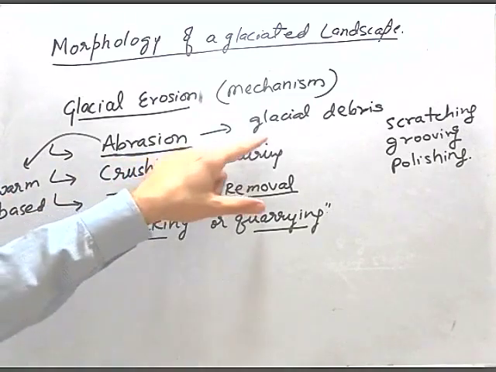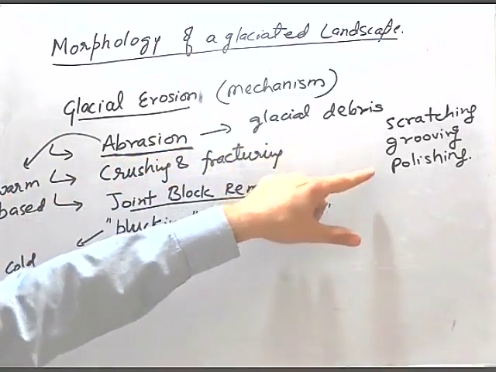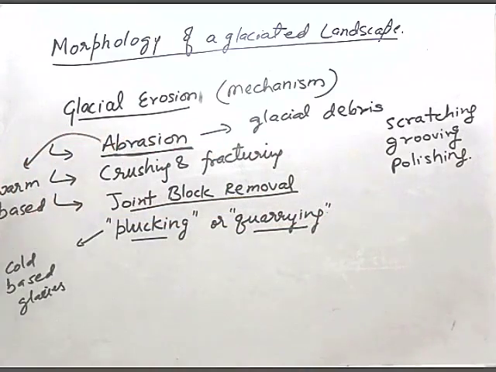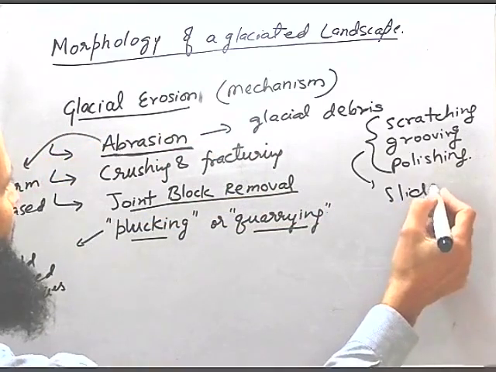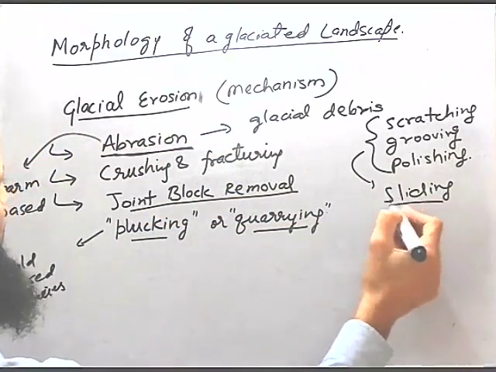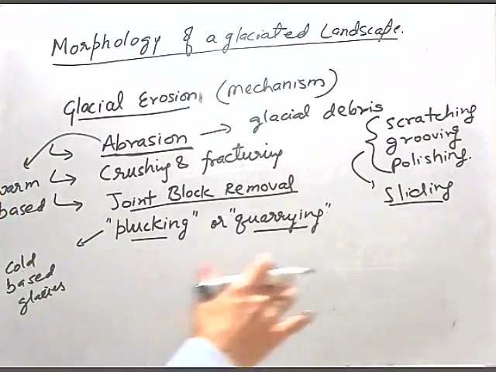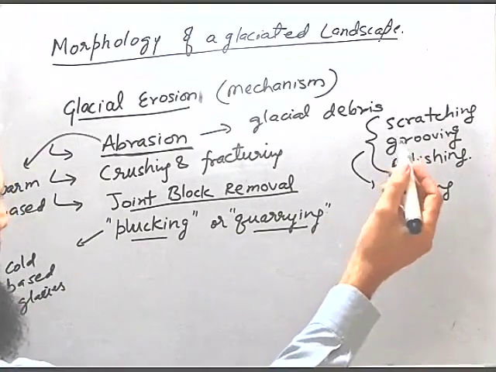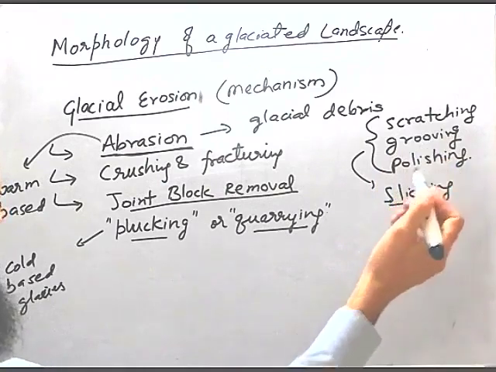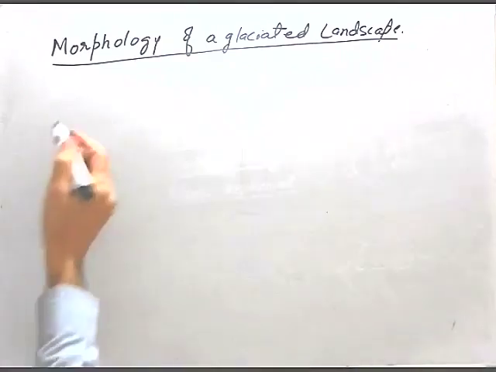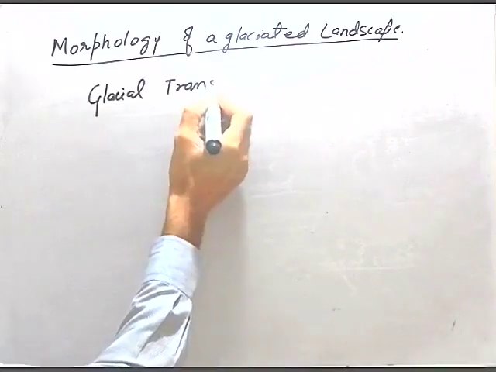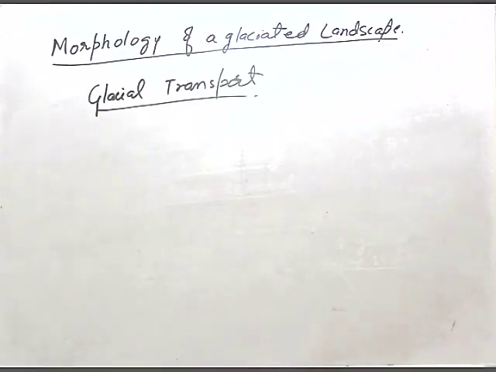And the glacial debris, the action of scratching, grooving and polishing, is more common in warm based glaciers, because to some extent they will be involving sliding of the glacial ice. So the glacial ice will slide, and in the process, it will scratch, groove and polish the bedrock surface. Glacial transport.